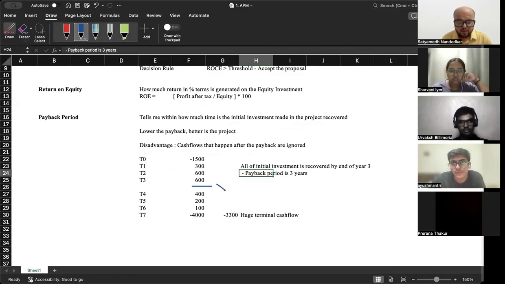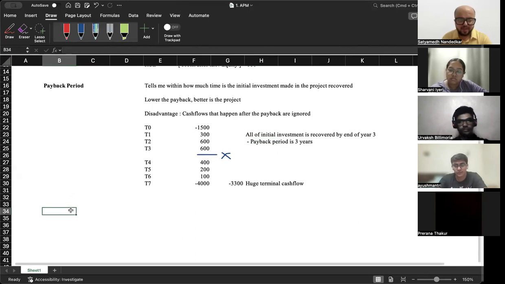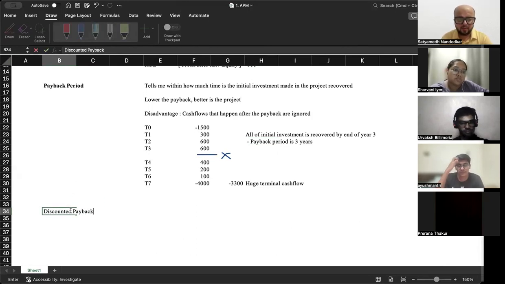The cash flows after this, you often end up ignoring. And that is the reason why the payback period method is not considered a very reliable method when it comes to investment appraisal. There is an updated method called the discounted payback. Do you recollect what the discounted payback period method is? Yes, sir.